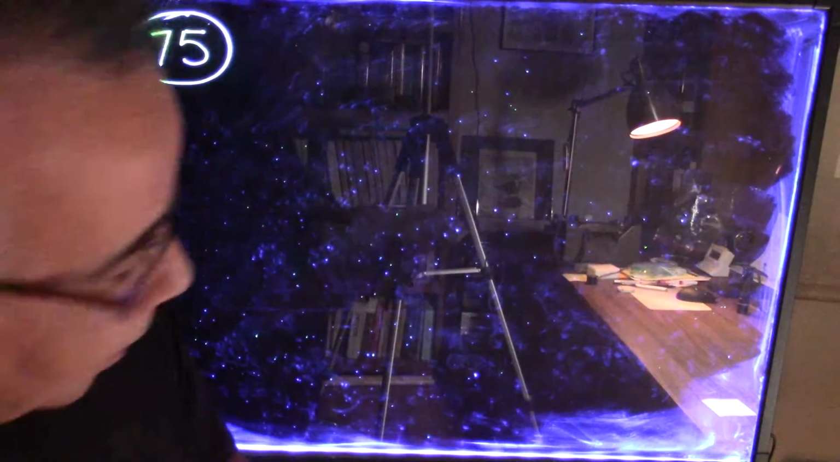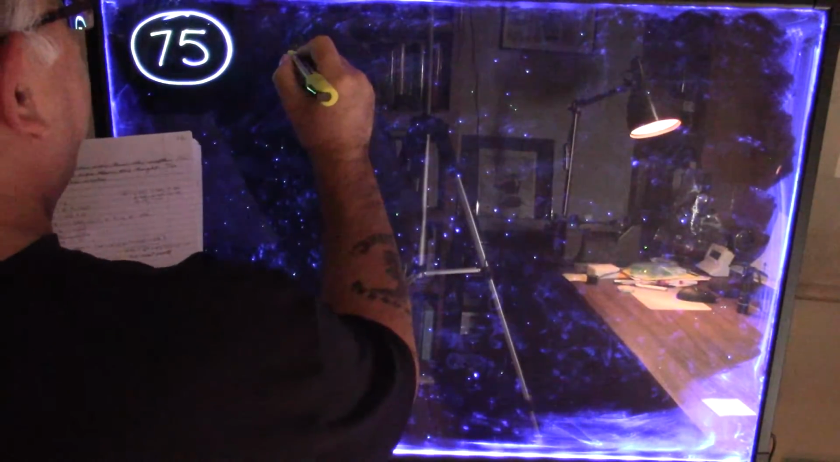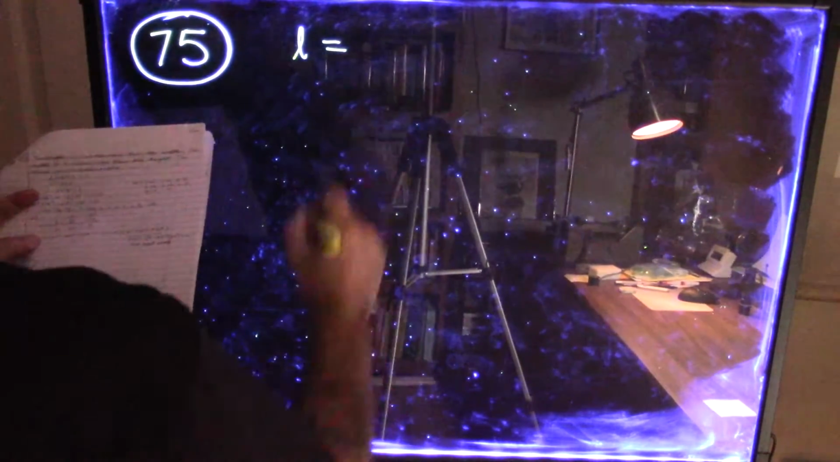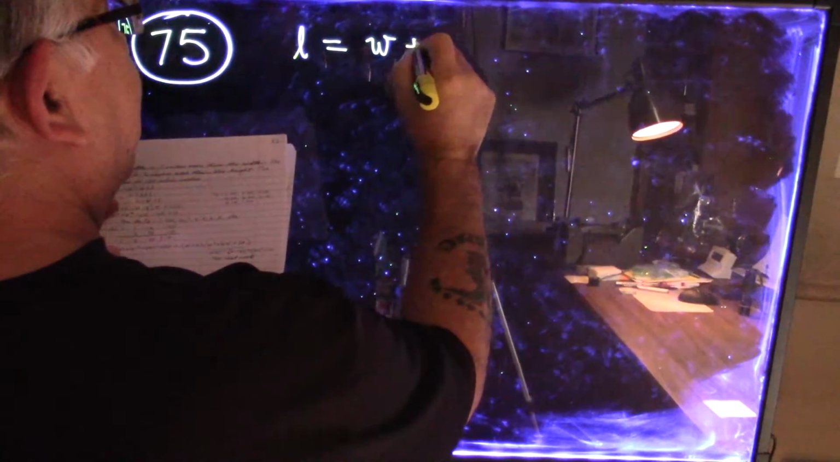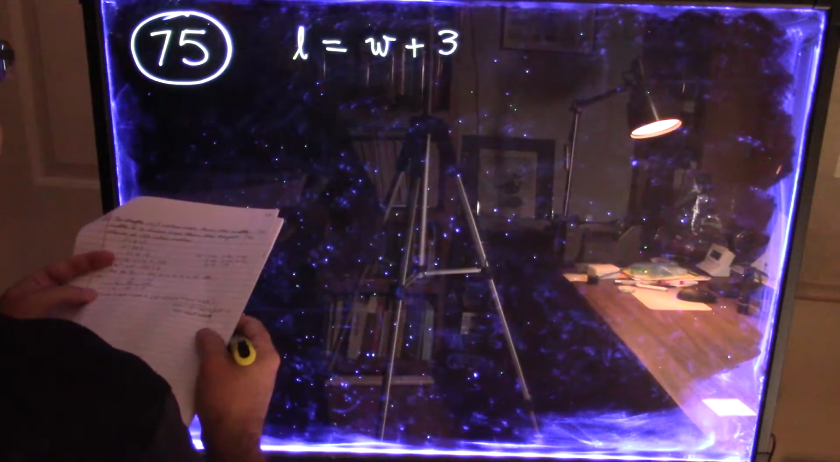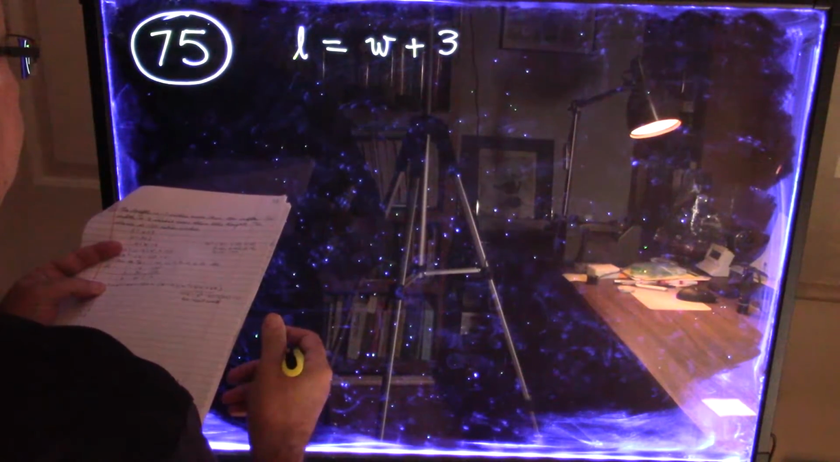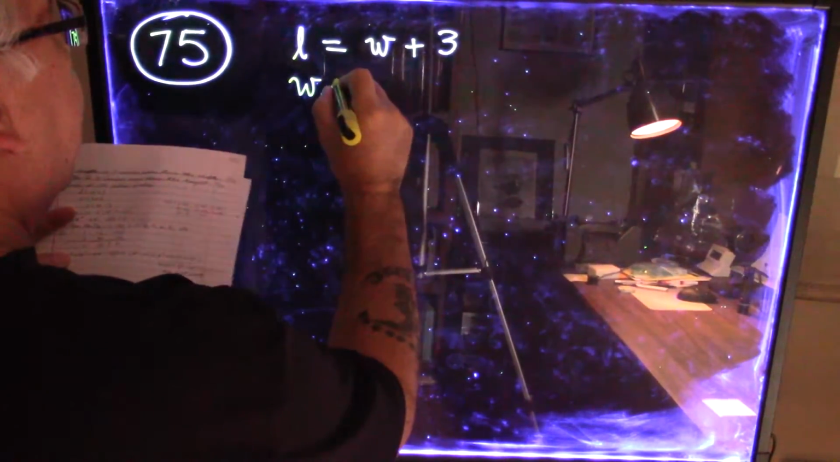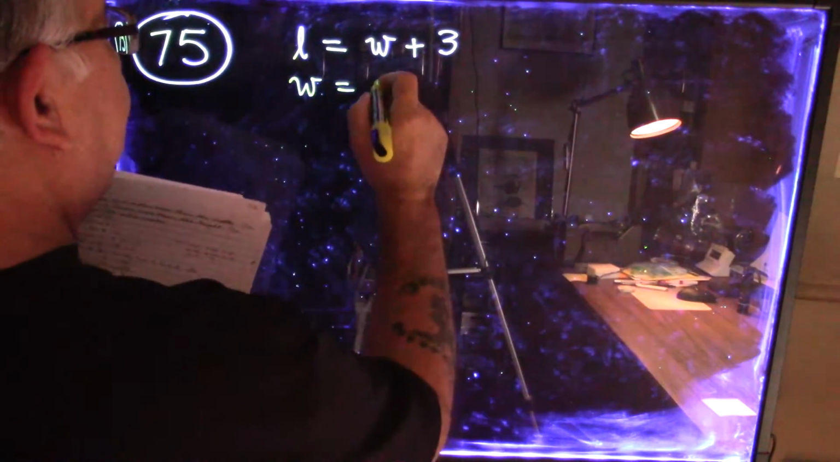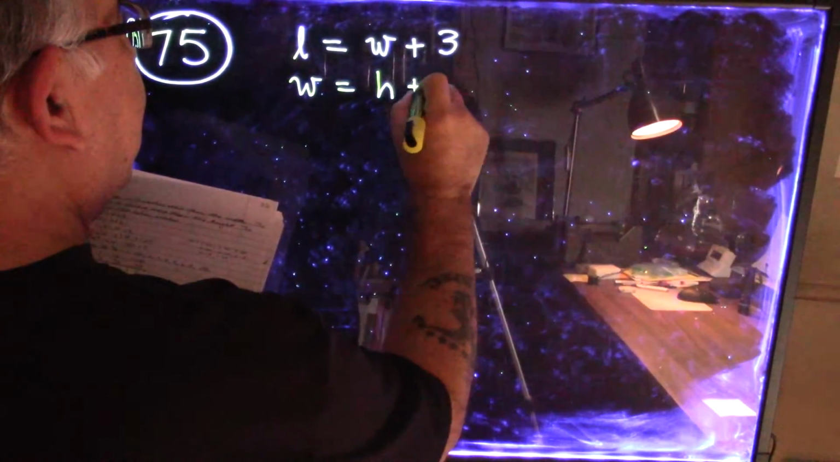Number 75. The length is 3 inches more than the width. The width is 2 inches more than the height. The volume is 120 cubic inches. Okay, so the length is 3 inches more than the width, or width w plus 3. The width is 2 inches more than the height, or height h plus 2.